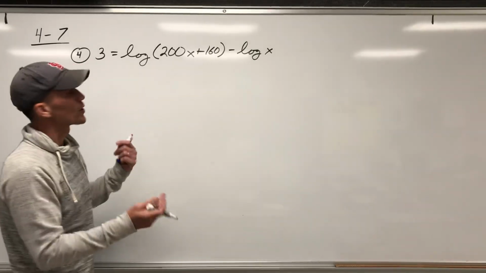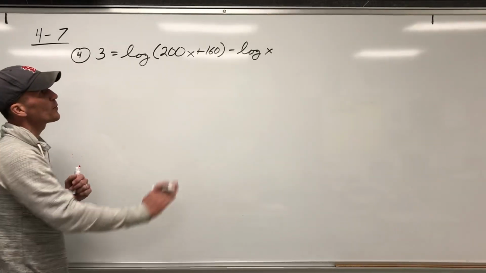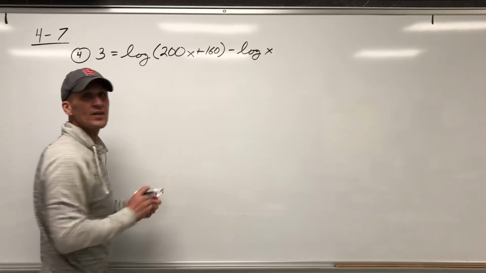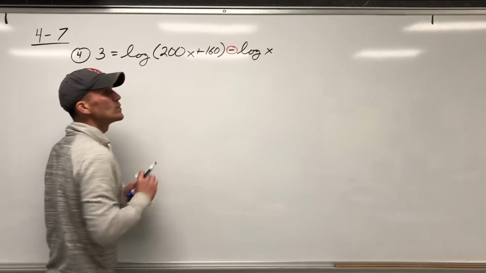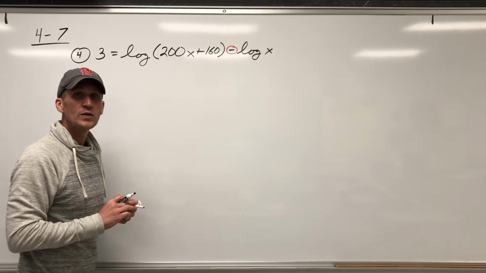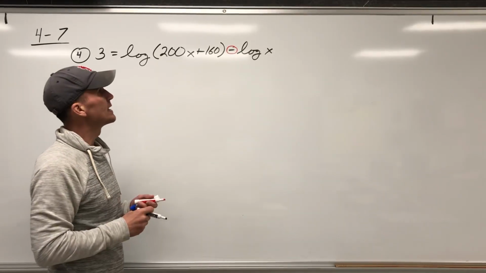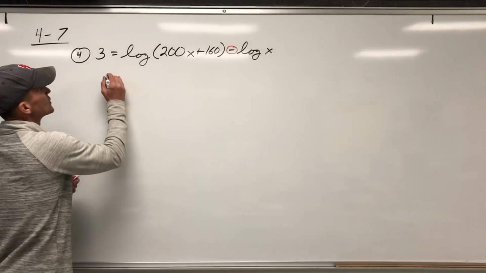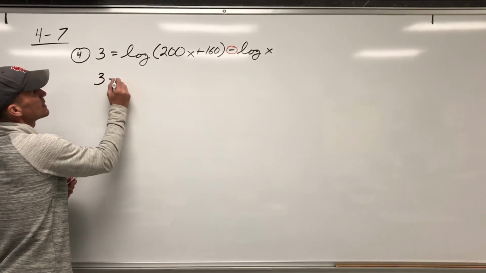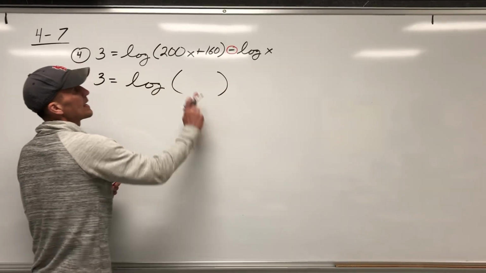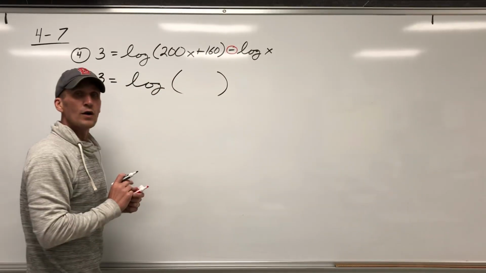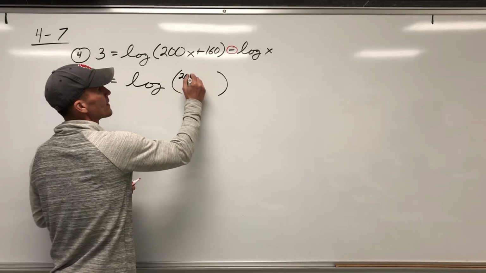But you can kind of just work on this and realize, well, this isn't a single log, but we do want to condense that using the properties. So what property would we use if there is a minus sign in between two logs to make it a single log? It is the quotient property. So I have 3 is equal to a single log now, as long as I know what to do with those arguments, and I divide them.